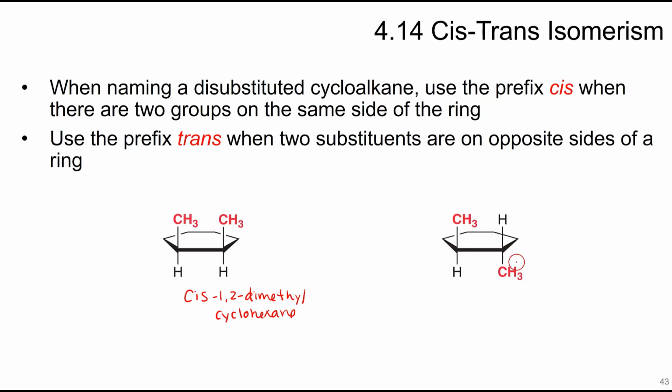These are on opposite faces of the chair, or the cyclohexane. One's on top, one's on bottom. This is trans-1,2-dimethylcyclohexane. So if you were to draw them flat, it would look like that.